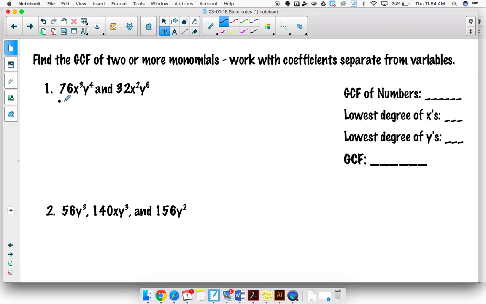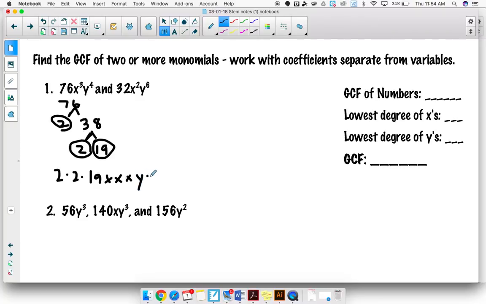So I'm just going to start with 76, and we'll do our factor tree. 2 and 38 come to mind, so I'm going to start with that. And then 2 and 19. So it looks like we have a 2, a 2, and a 19 for the prime number. So I'll just circle those here. All right, and then x to the third, I'm just going to write x times x times x. And y to the fourth would be y times y times y times y. There we go.